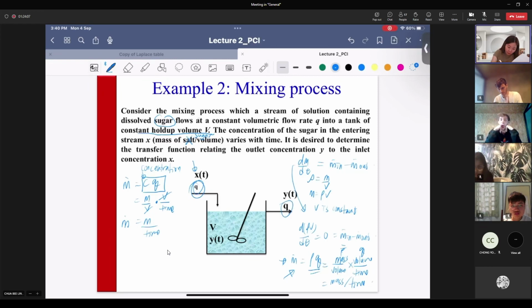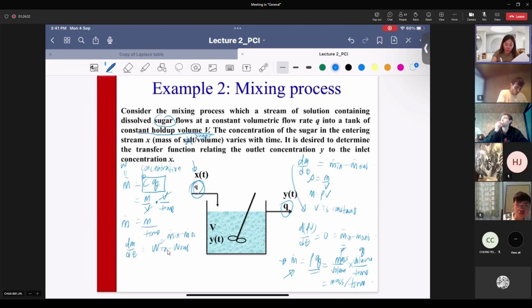So in this case, dm over dt equals W in minus W out will be your mass balance. Sometimes we use the mass rate, sometimes we use W. They are the same. Either you use m dot or W, both of them indicate mass rate. So either you use m dot in minus m dot out, they are the same.